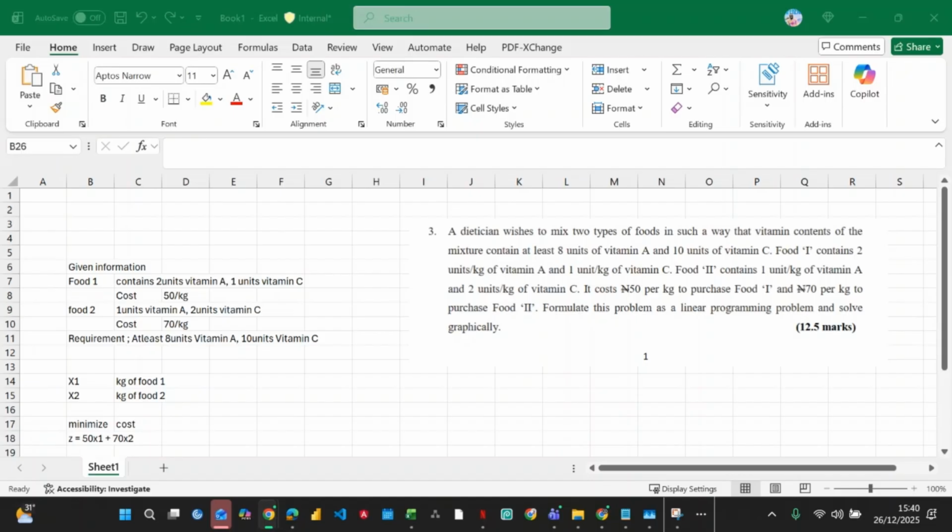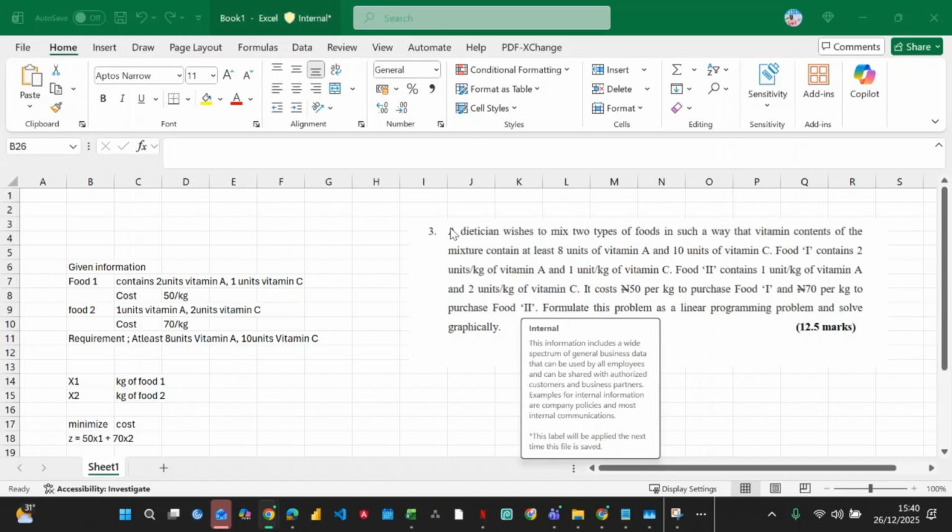So I'm trying to see how I can explain this in a very simple way and with an example. The example that I'm using here is from a past question paper. I have another past question paper that is not about these food things, I think it's about another project, but let's look at this one.